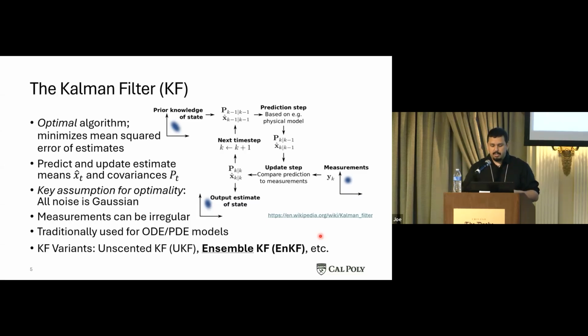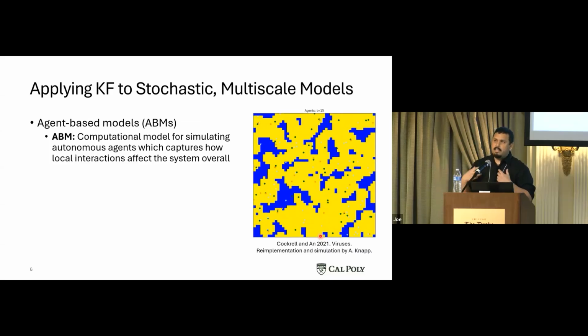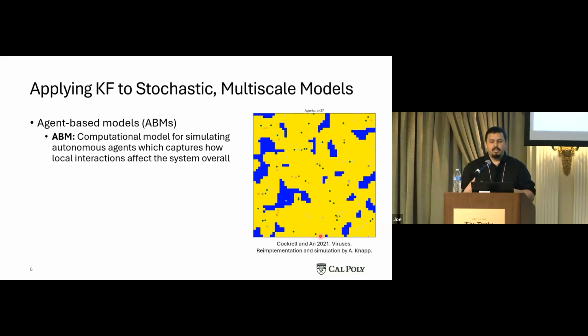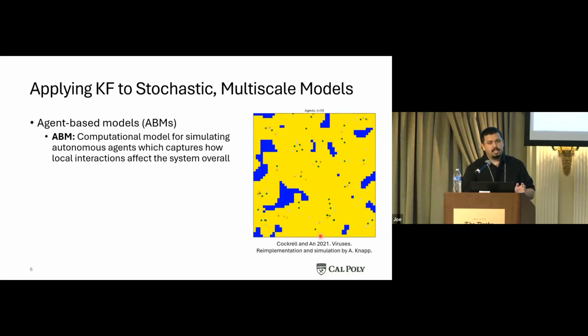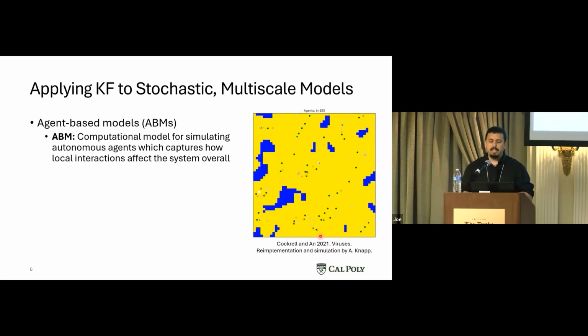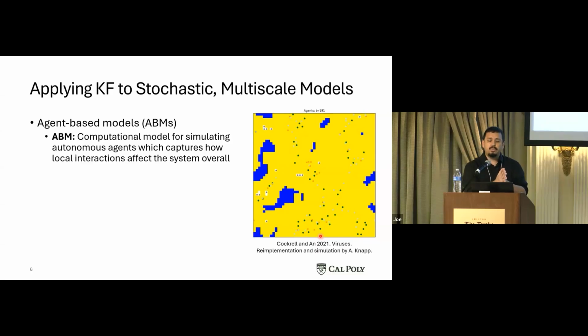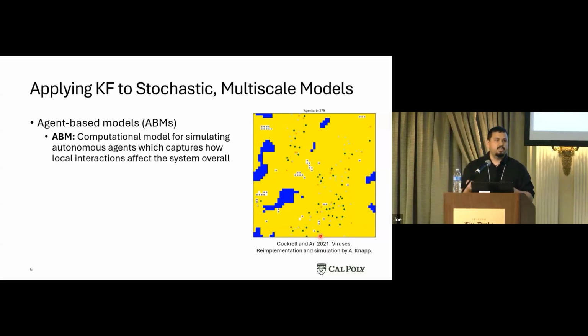All right, so that's the main tool that we're going to be using, and we want to apply the Kalman filter to stochastic multi-scale models. The ones that we choose as a relatively general modeling scheme are called agent-based models. If you're not familiar with them, agent-based models in general are computational models where you have agents that are governed by local rules and they're interacting with one another. And what you typically want to do with these kinds of models is see how the system is affected overall in terms of pattern formation, in terms of other types of emergent behavior, okay?